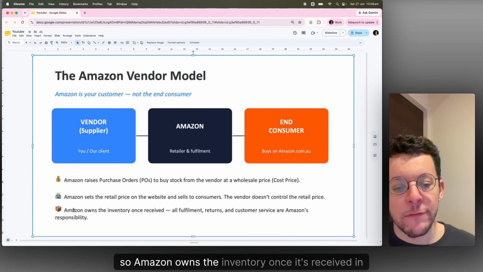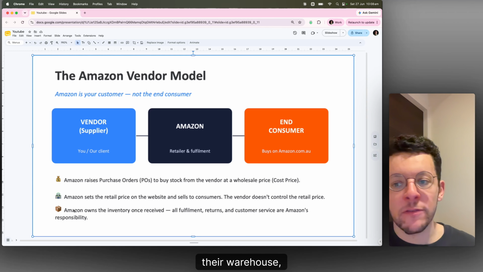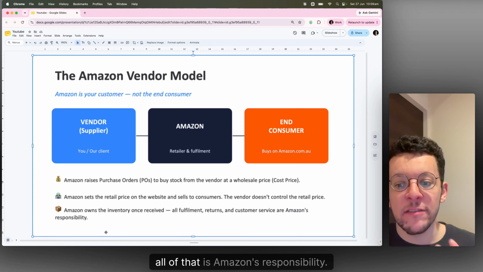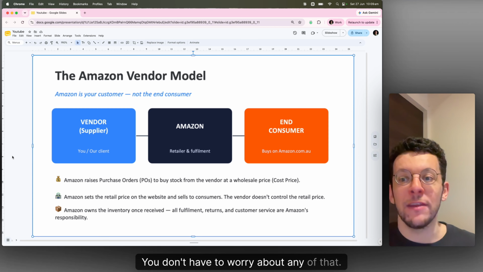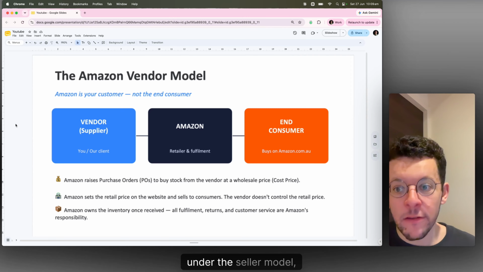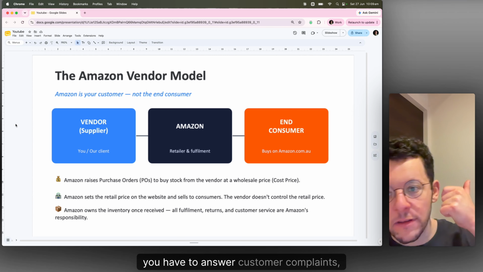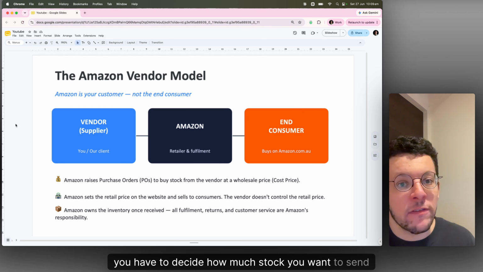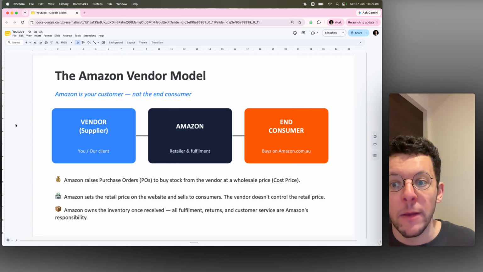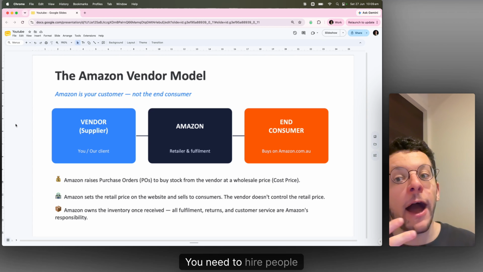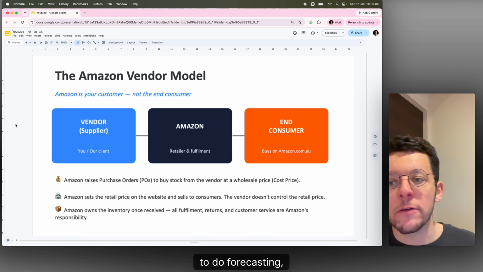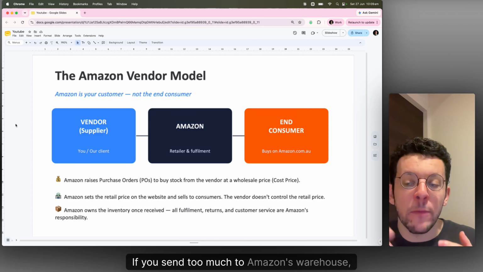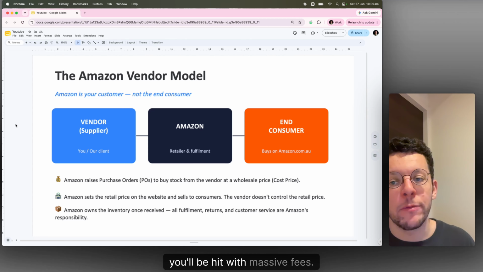So Amazon owns the inventory once it's received in their warehouse, which means all fulfillment, returns, customer service, forecasting, all of that is Amazon's responsibility. You don't have to worry about any of that under the vendor model. Under the seller model, as a seller, you have to answer customer complaints, you have to worry about customer refunds, you have to decide how much stock you want to send to Amazon's warehouse, right? You have to start building out forecasting models. You need to hire people to do forecasting, right? Because if you don't send enough product to Amazon, you miss out on sales. If you send too much to Amazon's warehouse, then you'll be hit with massive fees.